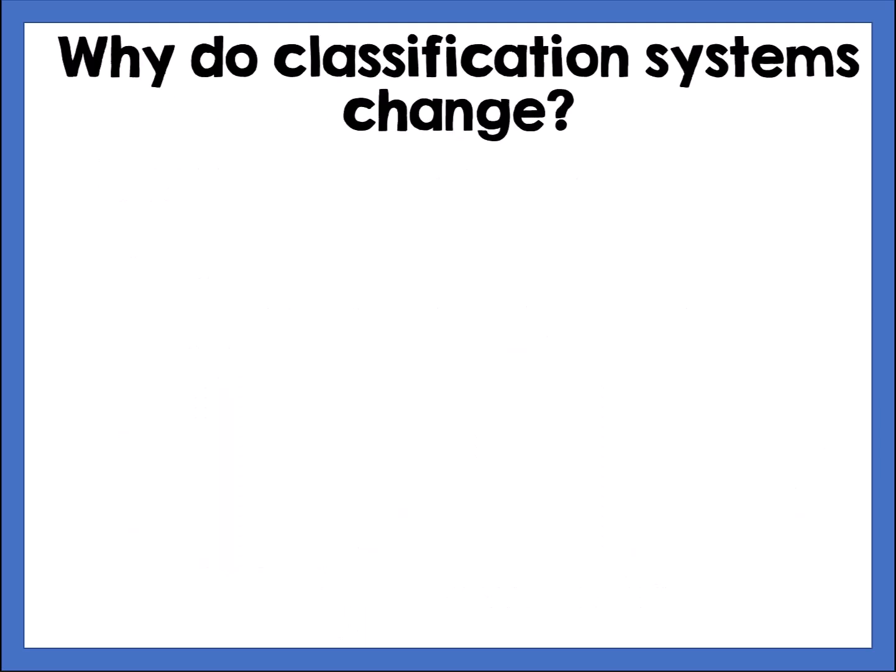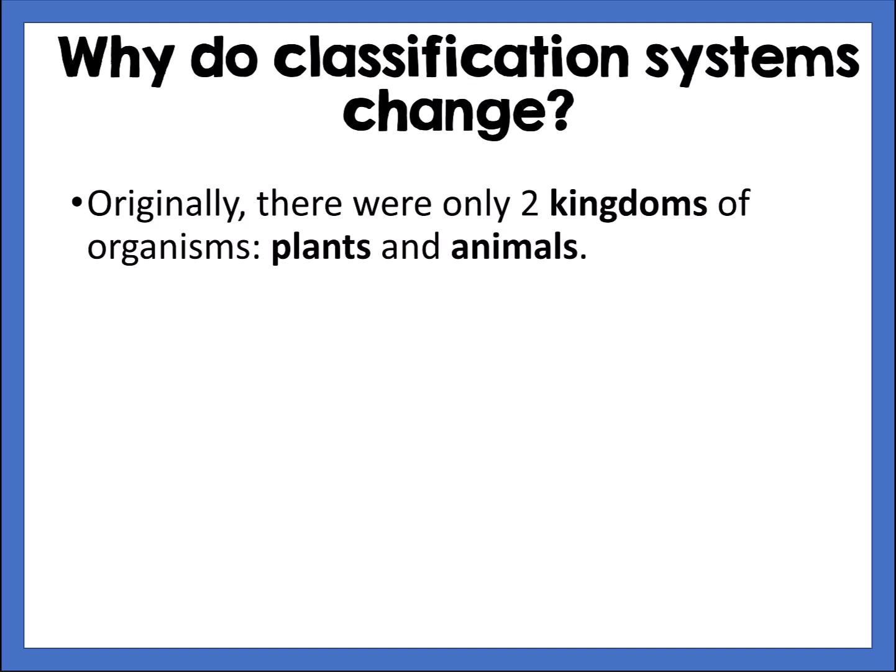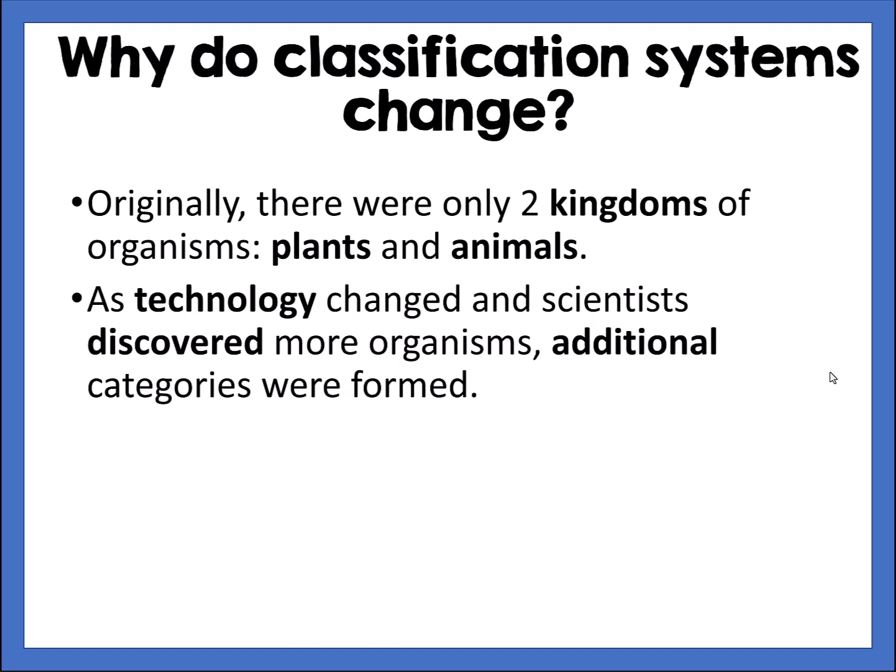Why do classification systems change? So originally there were only 2 kingdoms of organisms, plants and animals. As technology changed and scientists discovered more organisms, additional categories were formed. And that continues today. We continue to find new species, and they need to either be classified into one of the categories that we've already come up with, or they need to start a new category of their own.